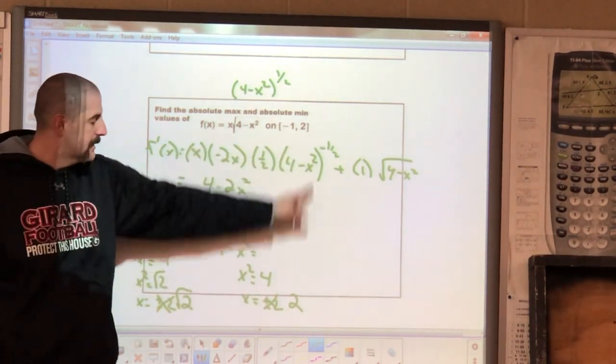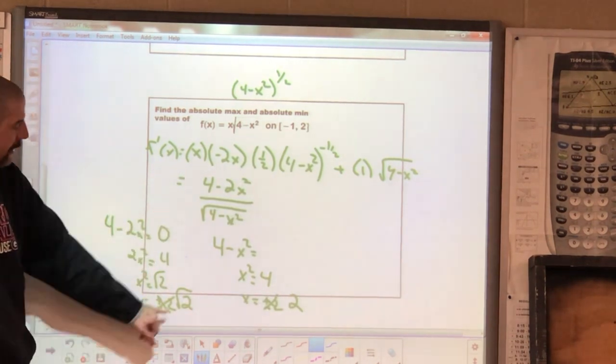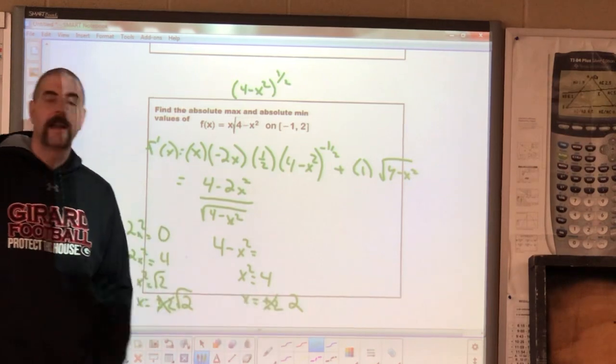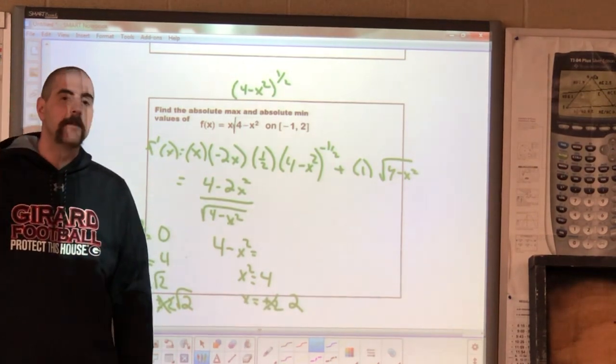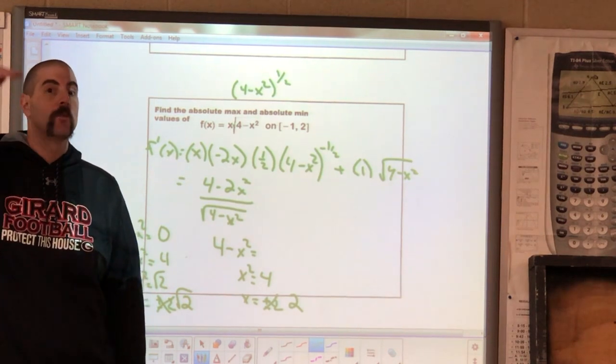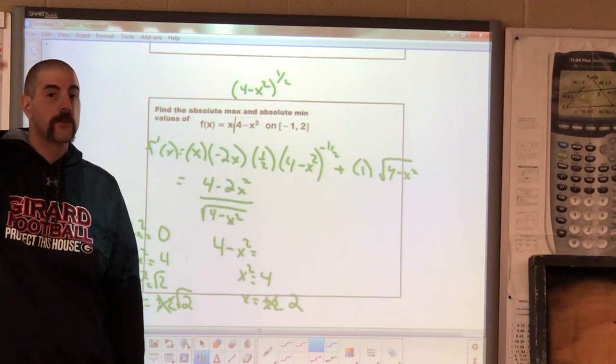Now, 2 is there, we have 2 there, so we're good. So we're going to have to check negative 1, square root of 2, and 2. And how do we check that? Well, we're going to go back to the position function, the original function. We're going to plug in those values and see which one's the highest y value, which one's the lowest.